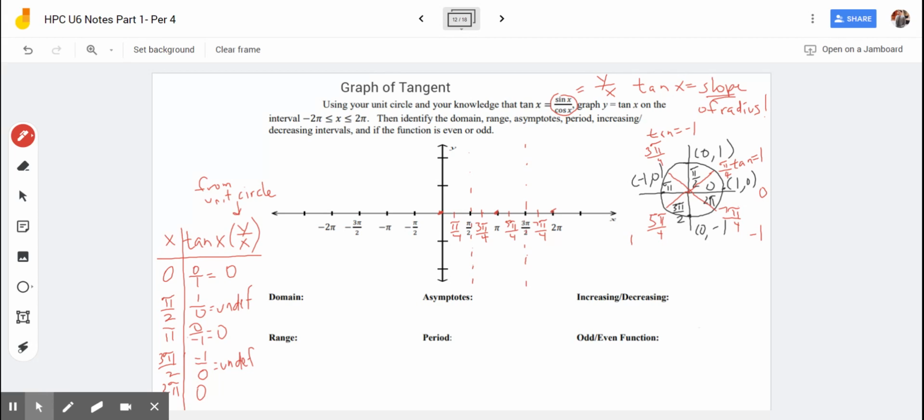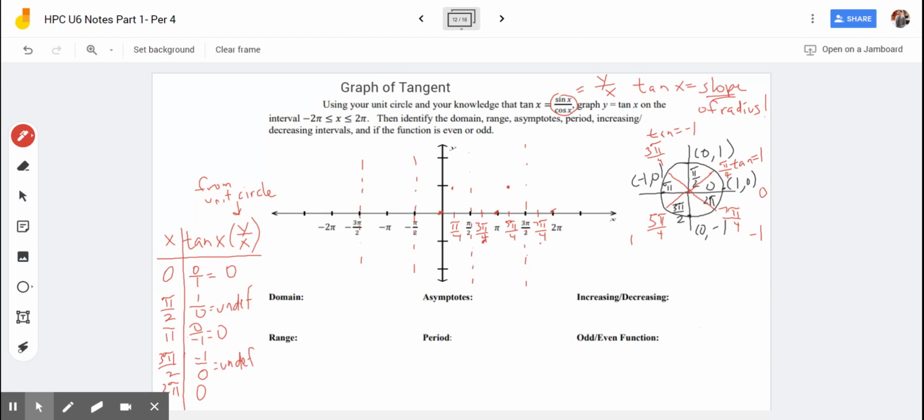And we're going to have negative pi over 2, we're going to have an asymptote, and negative 3 pi over 2, we're also going to have an asymptote, like that. Okay? So we know at pi over 4, we're going to be at 1. 3 pi over 4, we're going to be at negative 1. 5 pi over 4, we're going to be at 1. 7 pi over 4, we're going to be at negative 1. And then we're going to be back at 0 here.